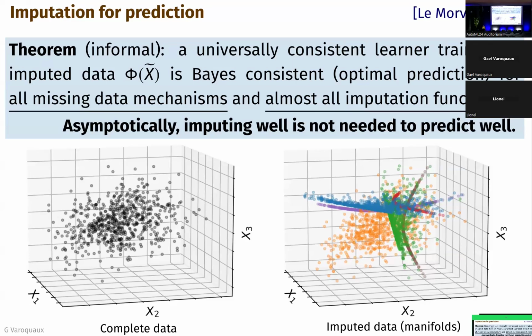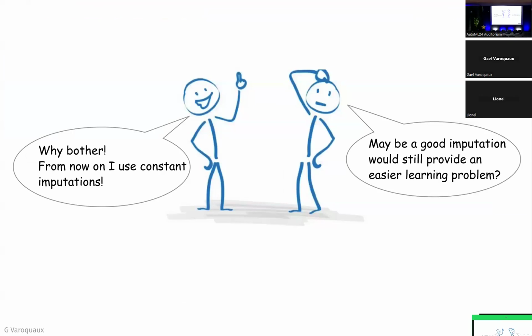Okay, so basically, I don't need good imputation. I can just impute whatever. But that's an asymptotic result. In practice, you know, can some imputation help my learner?